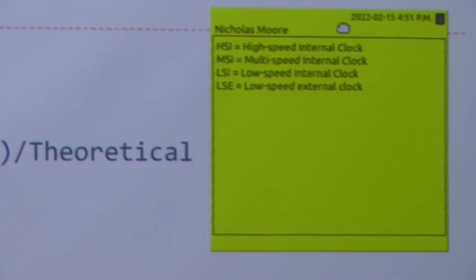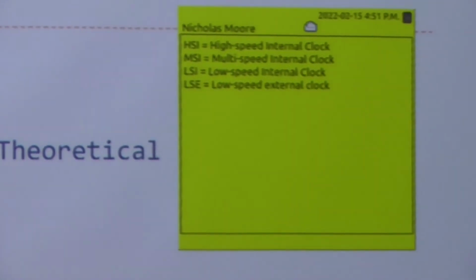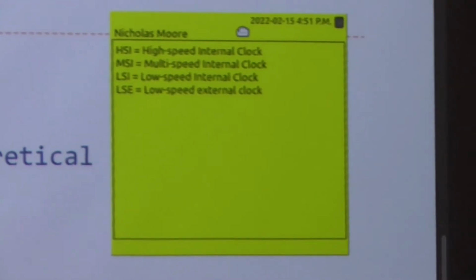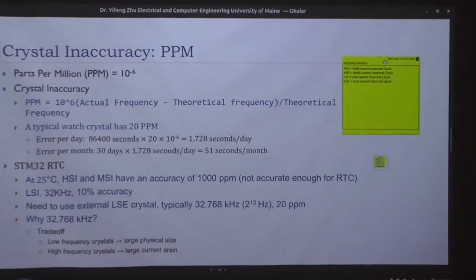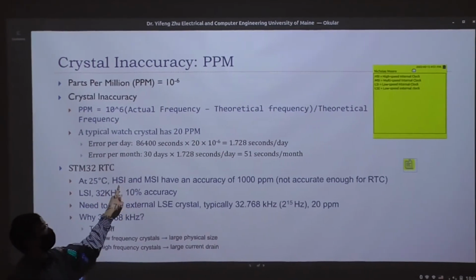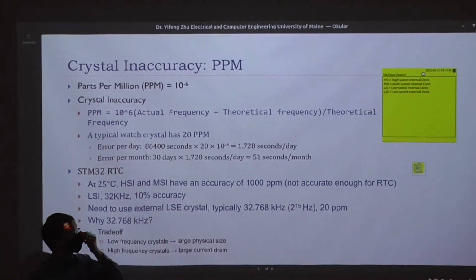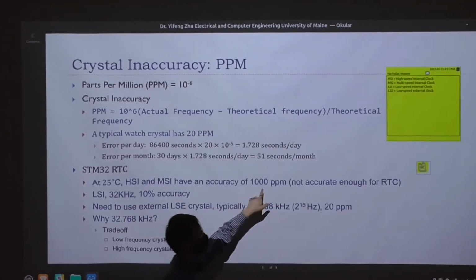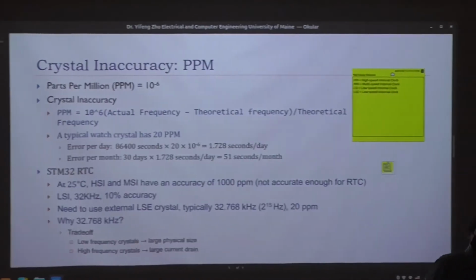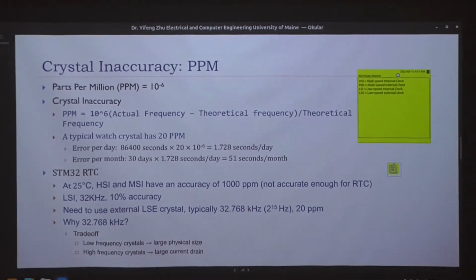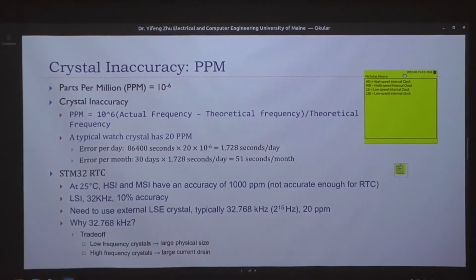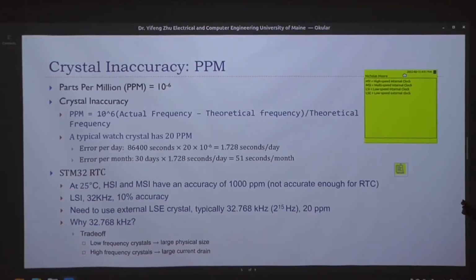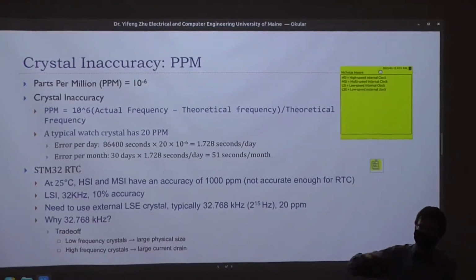But essentially, the clocks that are used to drive the CPU and associated functions have fairly high inaccuracy. At 25 degrees Celsius, both HSI and MSI have an accuracy of 1,000 parts per million. That's actually not accurate enough to run a real-time clock. That's why the real-time clock is an external module with its own oscillator and battery.